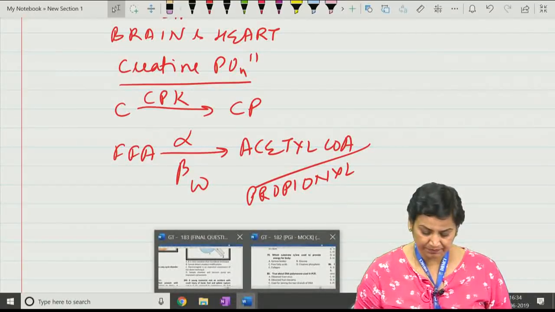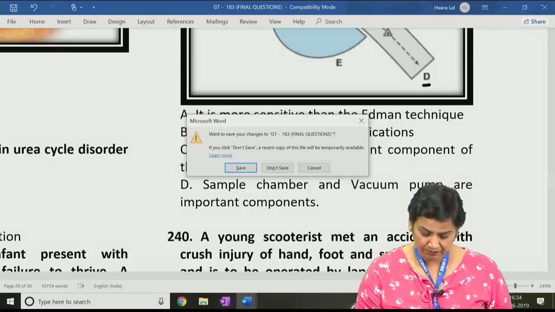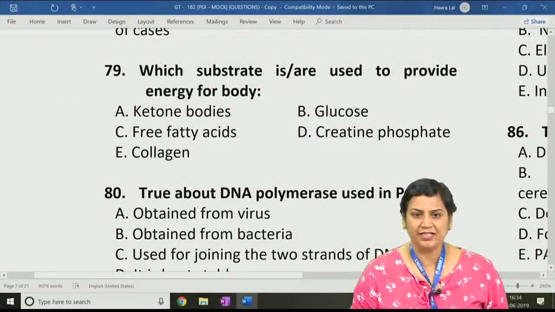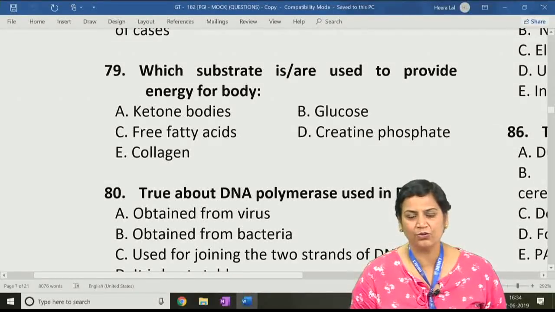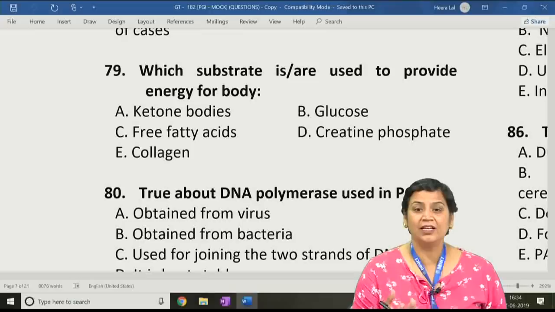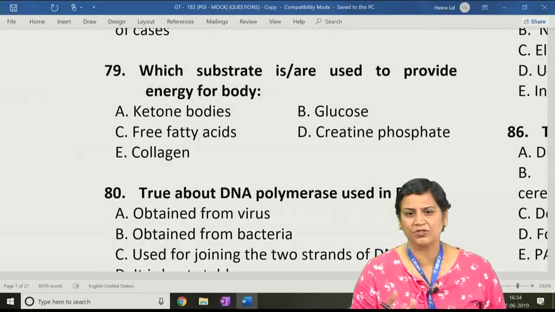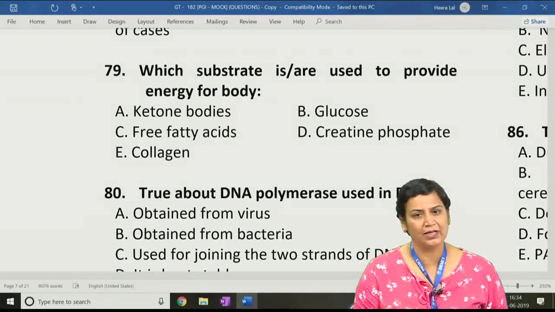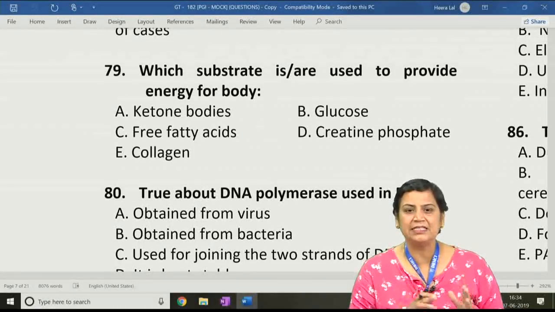Options are what? Ketone bodies, yes, they give energy. Glucose, yes, glucose gives energy. One molecule of glucose undergoes glycolysis. Basically, glucose is the chief substrate for oxidation. Free fatty acids they will give. Creatine phosphate it will give. So the answer to this question is collagen, it won't give. So the options would be A, B, C, and D.